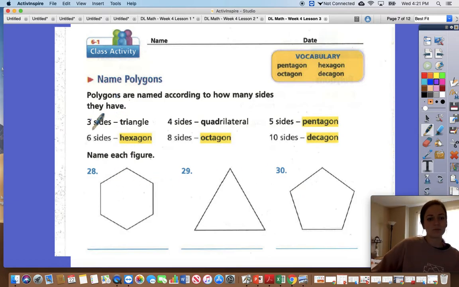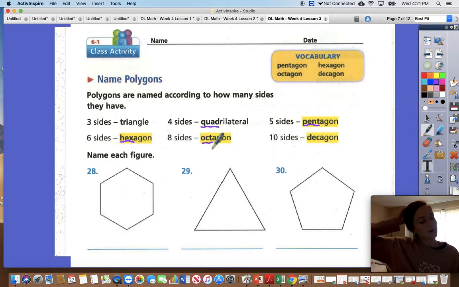So there are polygons that have 3 sides, and that's called the triangle. Polygons with 4 sides are called quadrilaterals, and quad means 4. Polygons with 5 sides are called pentagons. So gon means many sides, so pentagon means 5 sides. Polygons with 6 sides are called hexagons. Polygons with 8 sides are called octagons, and how you can remember that one is like octopus, right? It has 8 legs or 8 tentacles. So octagon has 8 sides.